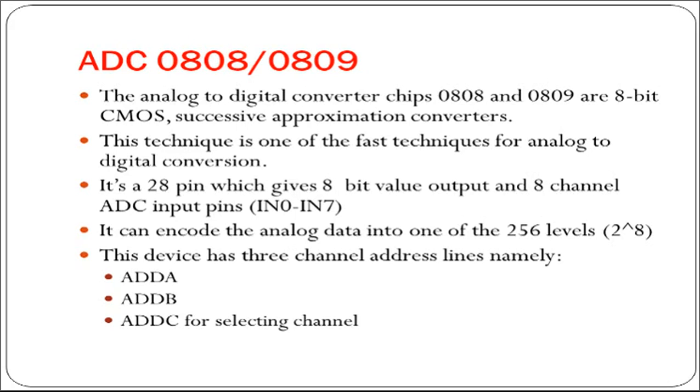This device has 3 channel address lines named address A, address B and address C. For example, if I have decided to connect the temperature sensor to pin number 3, that is the IN3 pin, then on these address lines the data will be 011. So if I want to select a particular channel, the address lines will give that particular channel number.